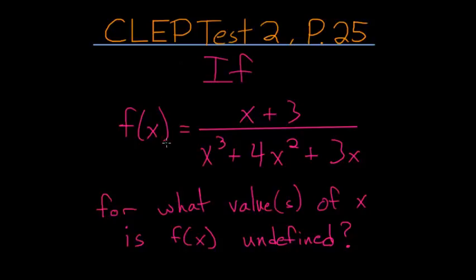If f(x) is equal to (x + 3) divided by (x^3 + 4x^2 + 3x), for what values of x is the function undefined? And since we have no square roots in our function, we really only have to concern ourselves with division by 0. Or in other words, we have to look more closely at this denominator here.